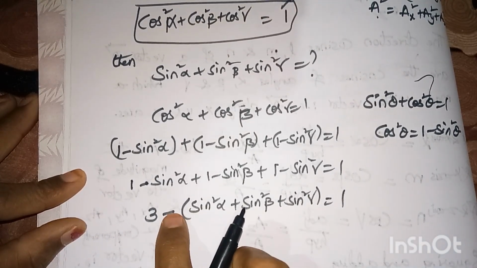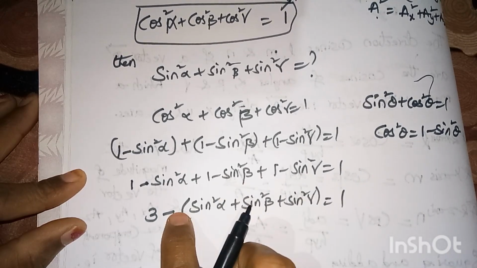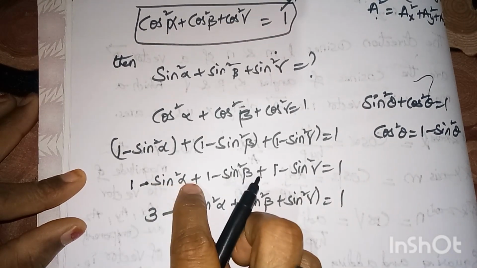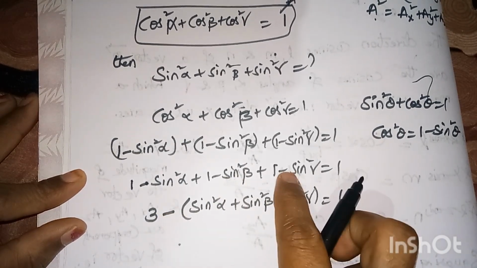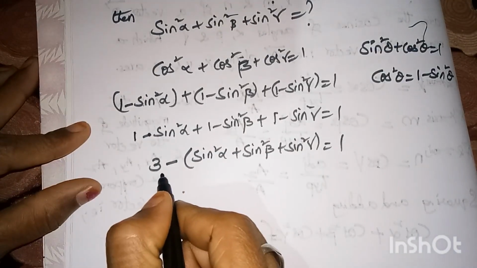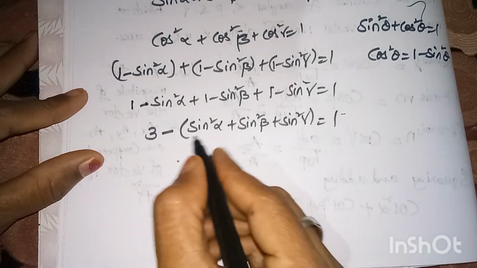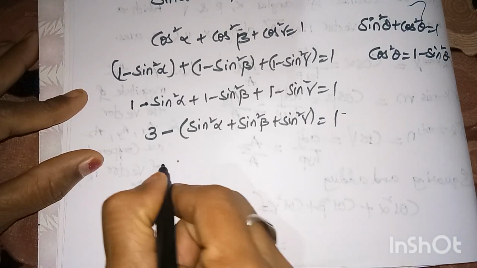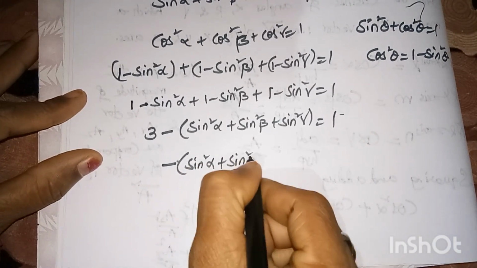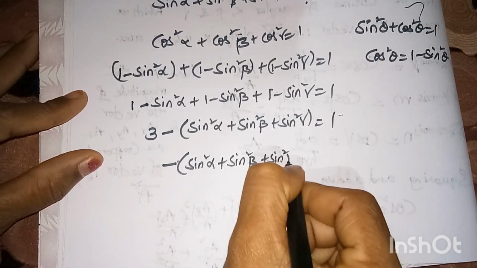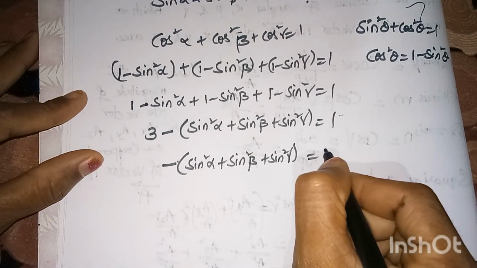So if you multiply this minus sign with all these terms, you will get the upper value. Minus into plus, minus sin square alpha, minus into plus, minus sin square beta, minus into plus, minus sin square gamma. So I am sending these three to the right hand side. Minus of sin square alpha plus sin square beta plus sin square gamma is equal to, here it is plus 3. I am sending it to the right hand side, which means it will become minus 3.